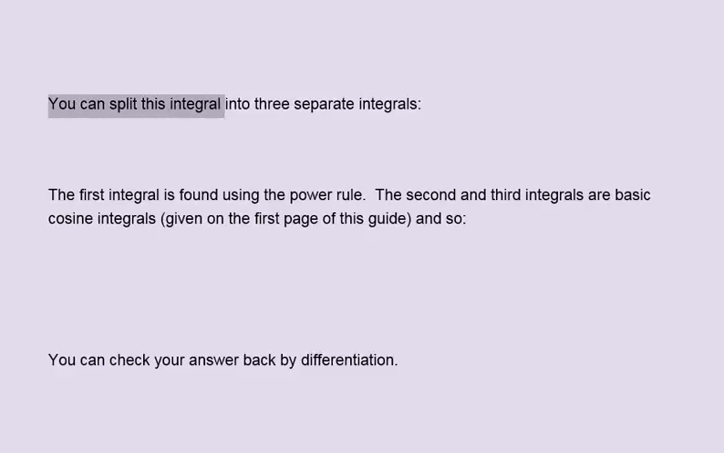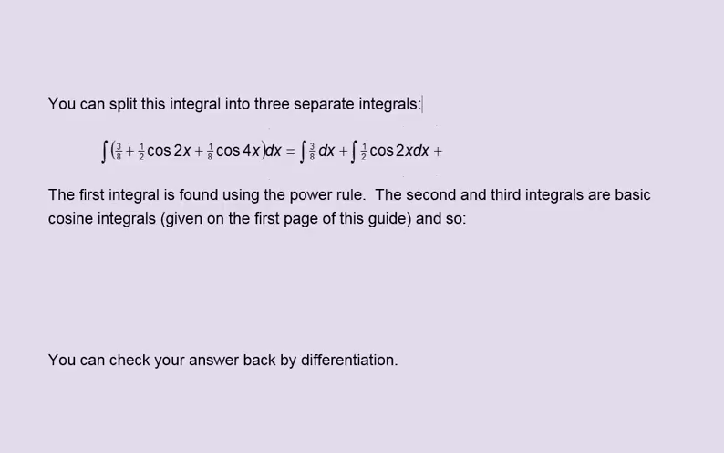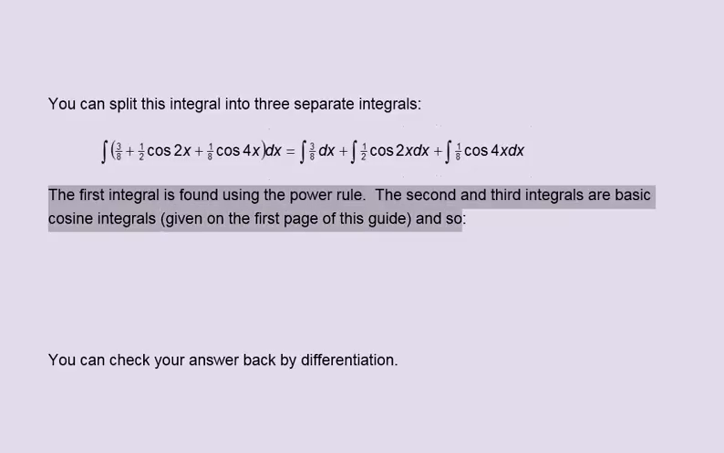You can split this integral into three separate integrals. The integral of 3/8 plus a half cos 2x plus an eighth cos 4x with respect to x equals the integral of 3/8 with respect to x plus the integral of a half cos 2x with respect to x plus the integral of an eighth cos 4x with respect to x. The first integral is found using the power rule. The second and third integrals are basic cosine integrals given on the first page of this guide.